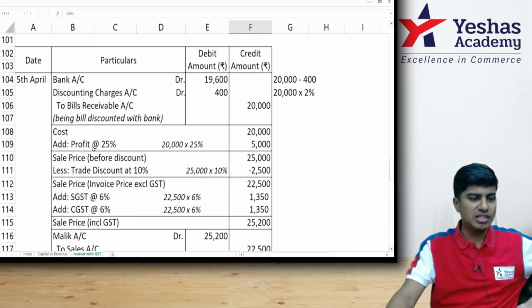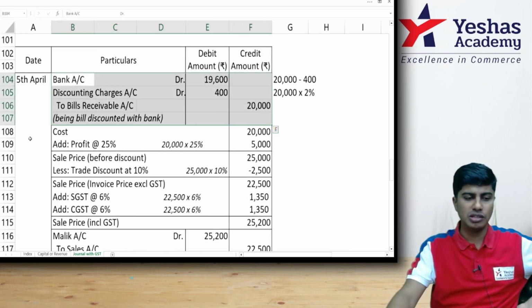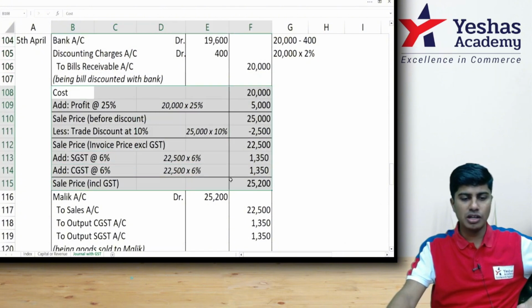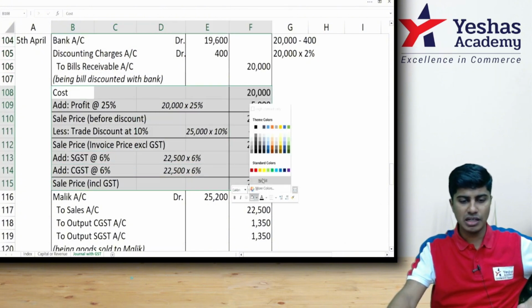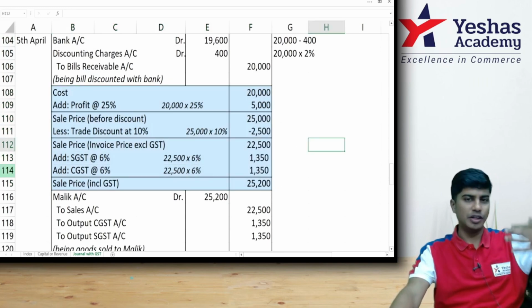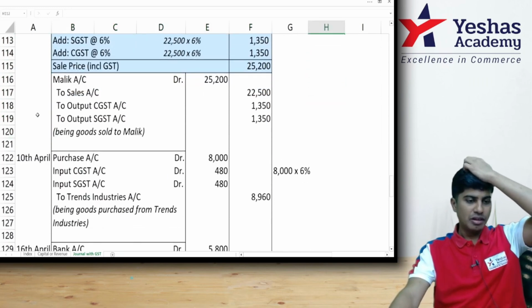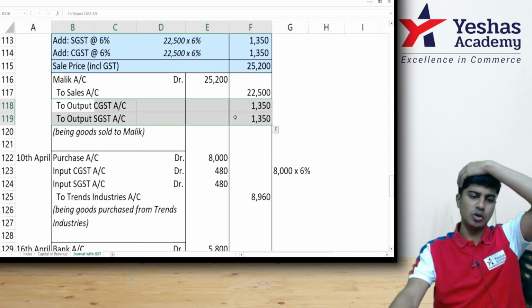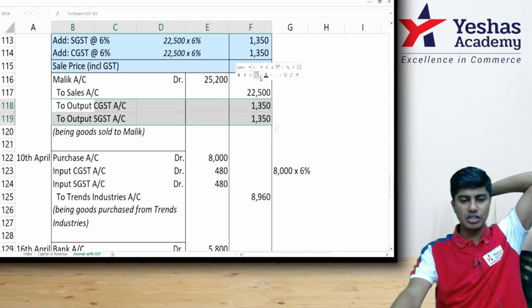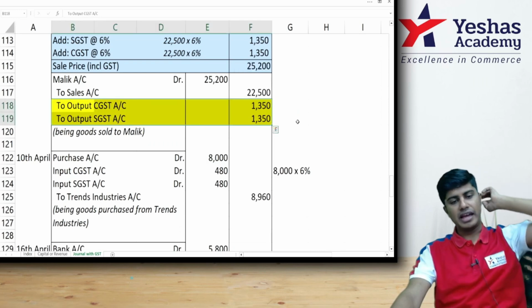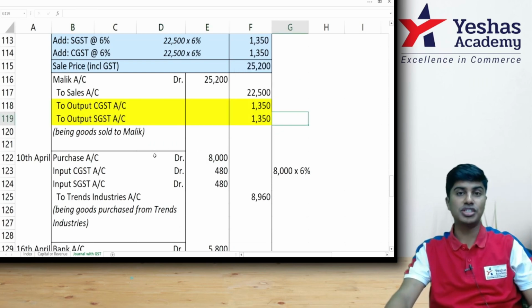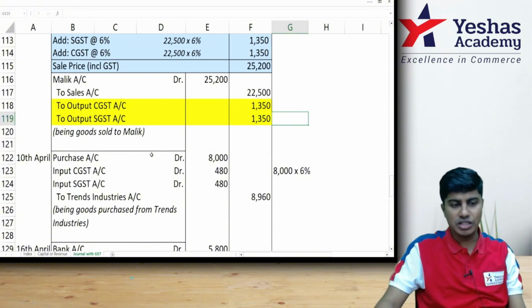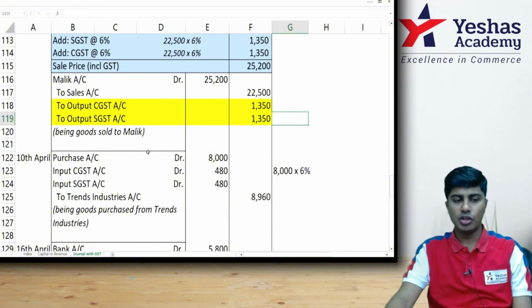Focus. In the first journal entry, we have no implication of GST. This is a working note. I'll just give a slight change in the color for it to stand out. And here we have output CGST and output SGST of 1350 each. I have a liability to pay GST to government, 1350 towards CGST, 1350 towards SGST.